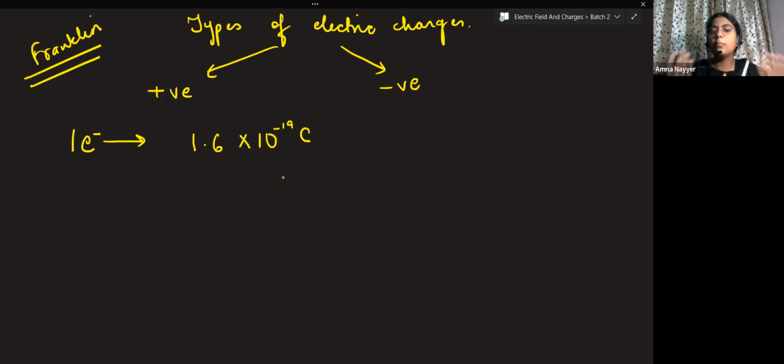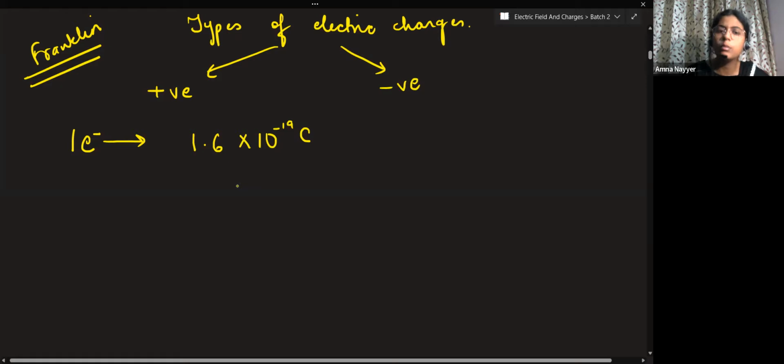Now if you double the electrons, like if you have two electrons, the charge will get doubled. It will be 3.2 into 10 to the power minus 19. But below this number, charges are not possible within a single electron.